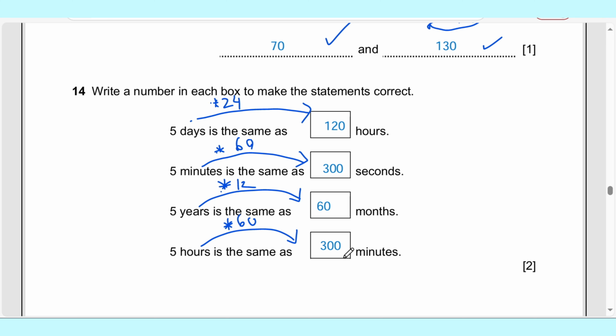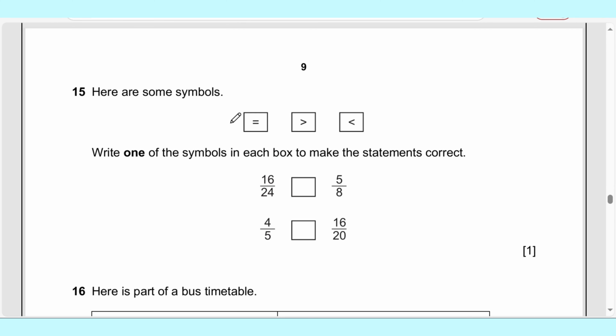Alright, let's move on. Now number 15. Here are some symbols. Write one of the symbols in each box to make the statement correct. 16 over 24 blank 5 over 8, 4 over 5 blank 16 over 24. So now time is given.